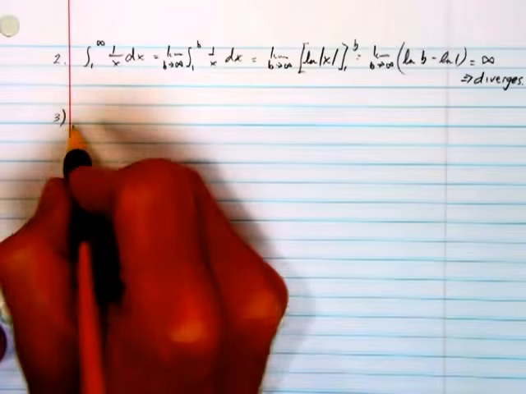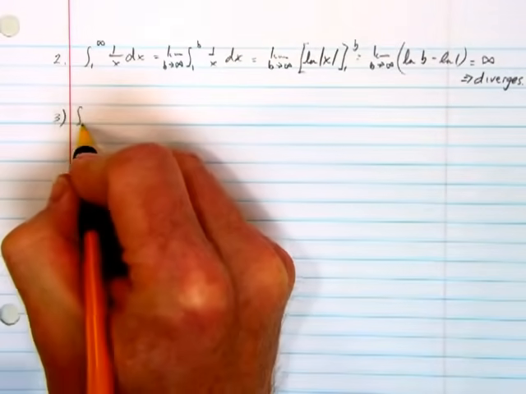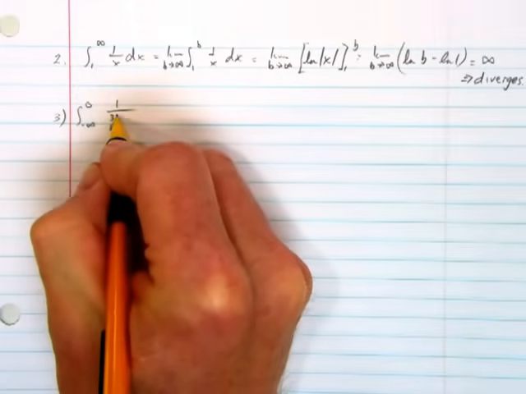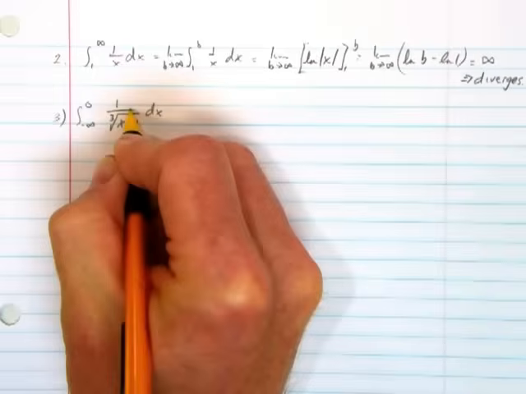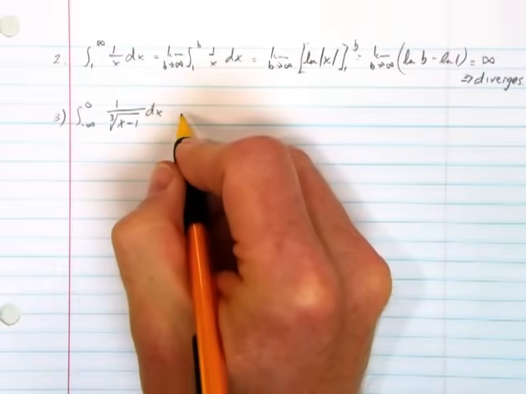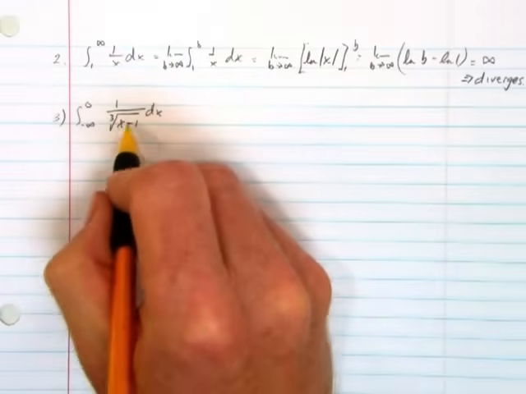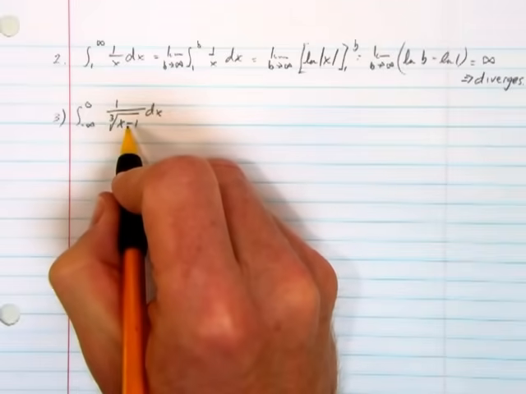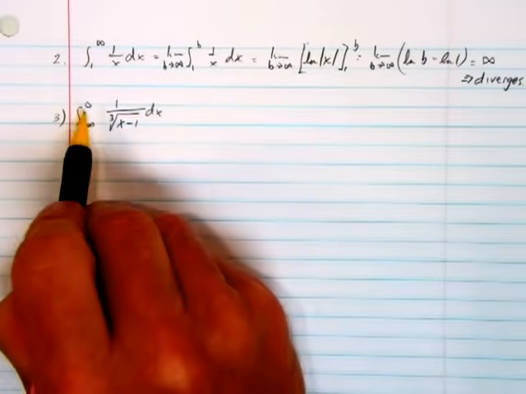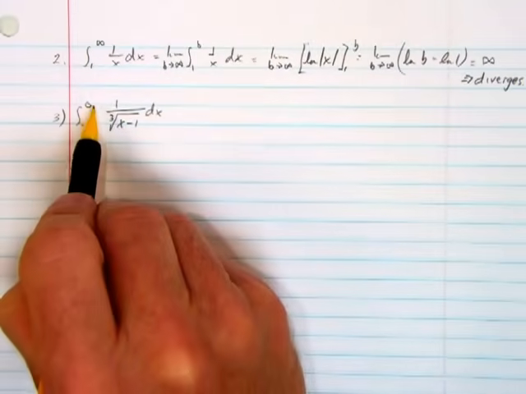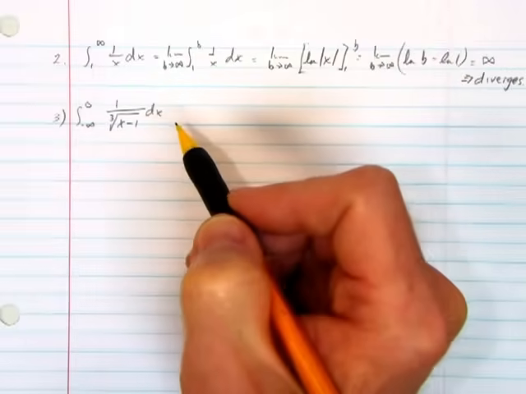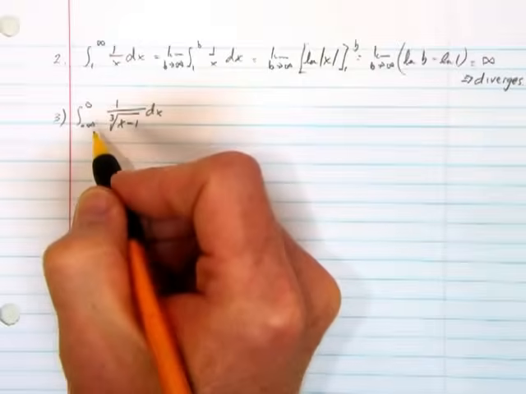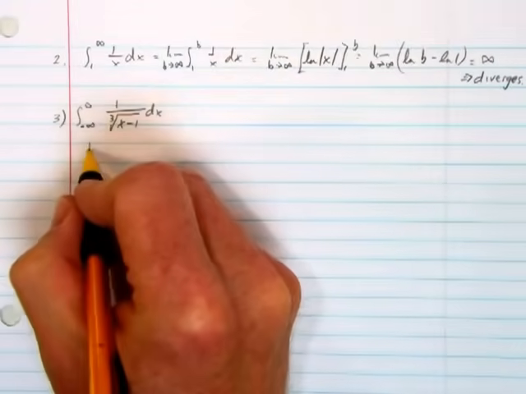Let's do a couple more examples. Number 3. The integral from negative infinity to 0 of 1 over the cube root of x minus 1 dx. So where is the problem here? We can see that if we plug in 1, that's not going to work. But if we look at our interval here from negative infinity to 0, 1 is not even in that interval, so we don't need to worry about the 1. So the only problem we have here is for the negative infinity.